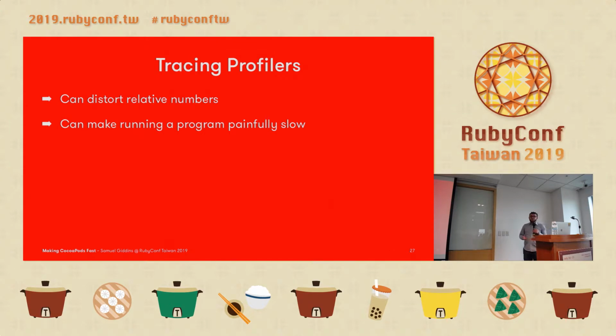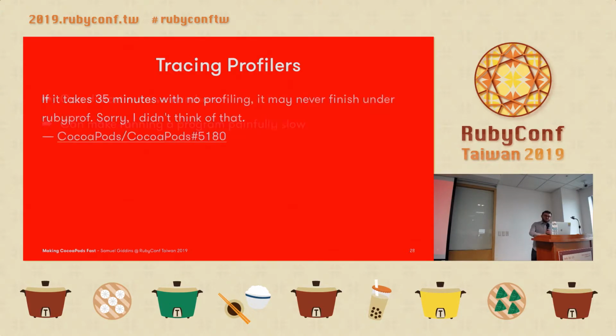So once someone came onto our issue tracker and was like, well, CocoaPods is slow, and we were like, well, why don't you try profiling it and telling us what is slow? And we got back this gem of a response, which was like, well, if it takes 35 minutes to do it without profiling, it's probably never going to finish if you run it under a profiler like RubyProf. Sorry about that. I really hope you didn't just spin that up and run overnight in the middle of the summer.